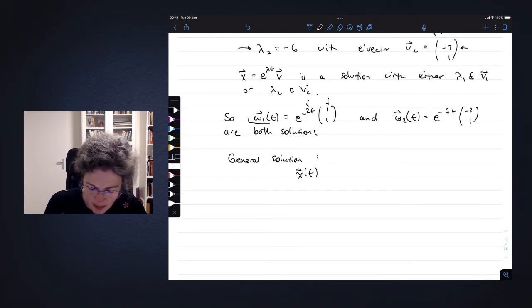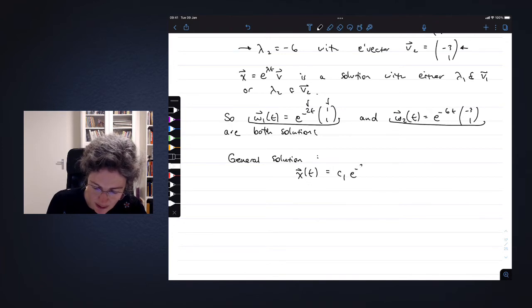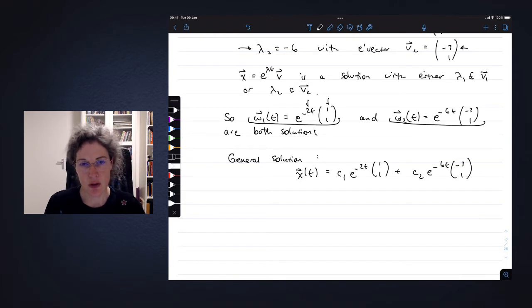Now remember we said that any multiple of either of these will also be a solution. We can go back and check for the homogeneous case. So let's make a linear combination of the two. So we get c1 e to the minus 2t times 1, 1, plus c2 e to the minus 6t times minus 3, 1. And this should be starting to look hauntingly familiar. We've been doing the same things before.